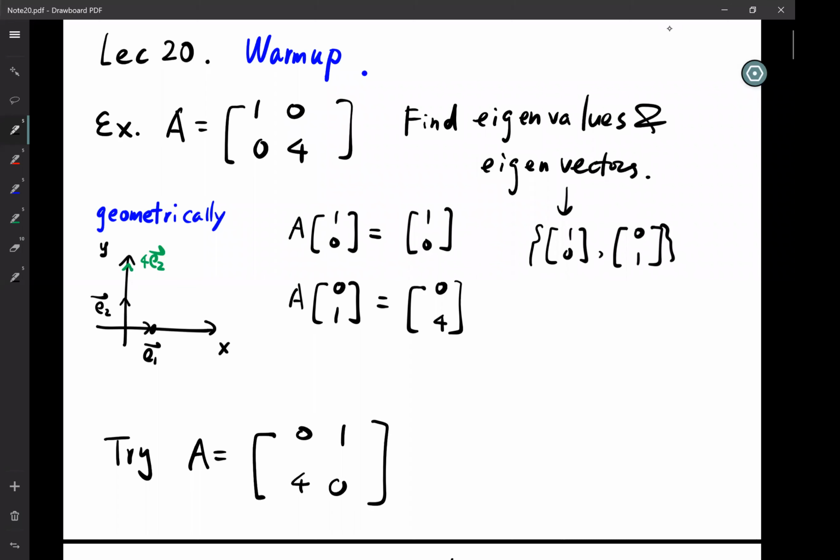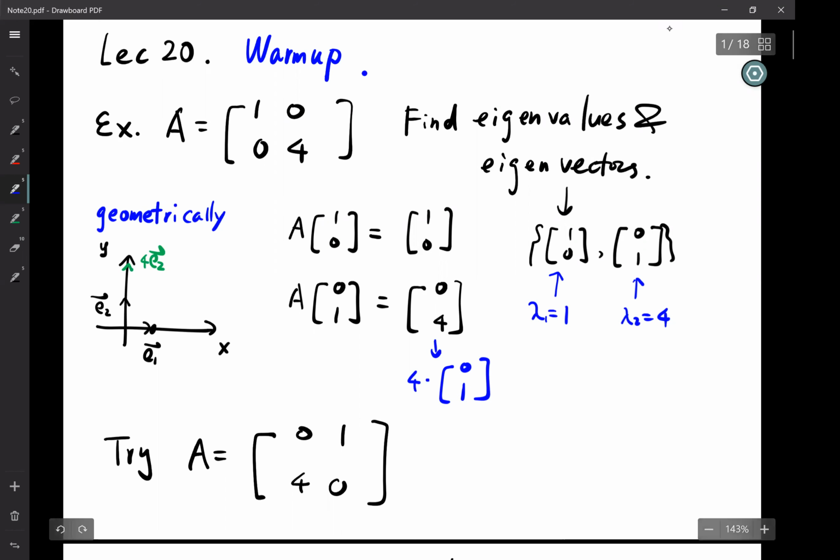Any other question? Good? What is the eigenvalue for the first example? Okay, so for the first one, the eigenvalue is 1, and for this one, the eigenvalue is 4, because this is equal to 4 times (0, 1). Okay, thank you.